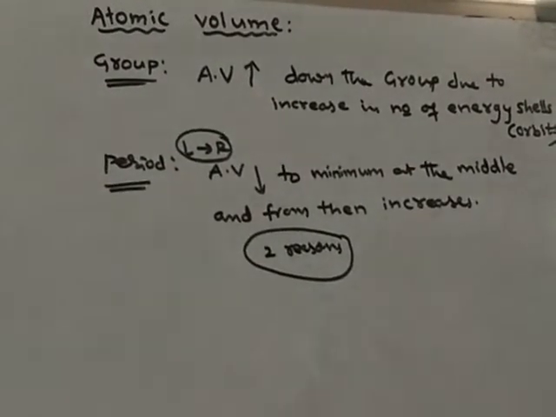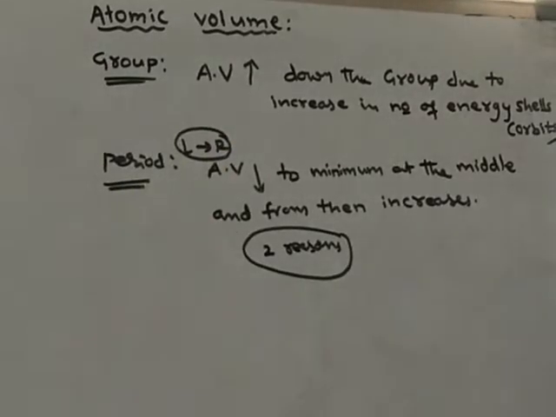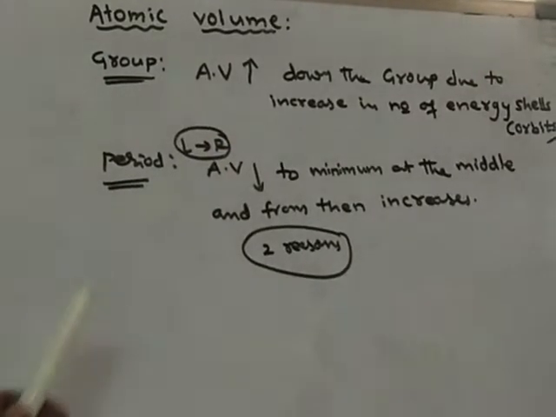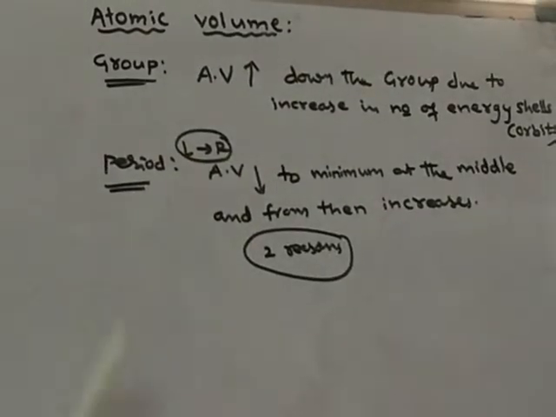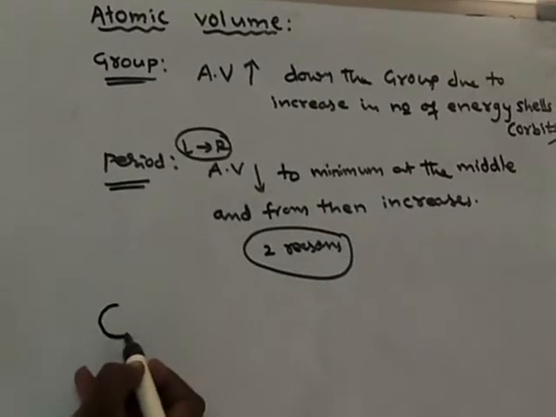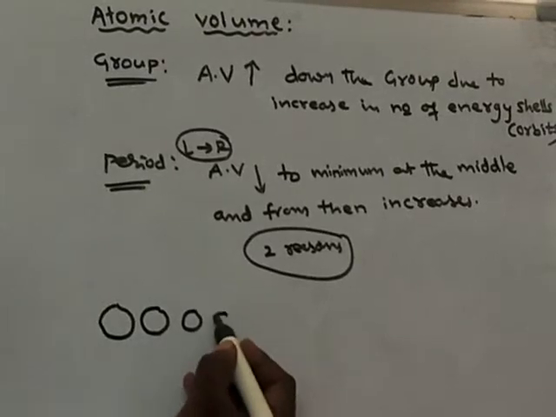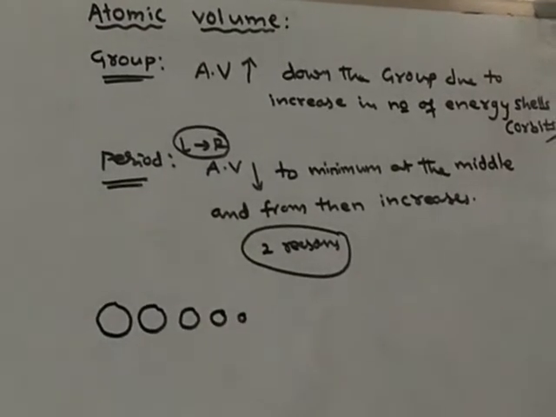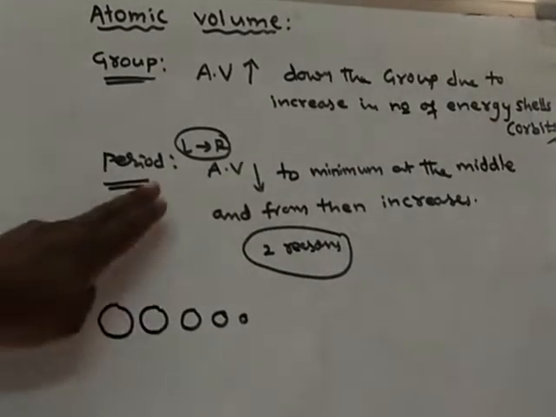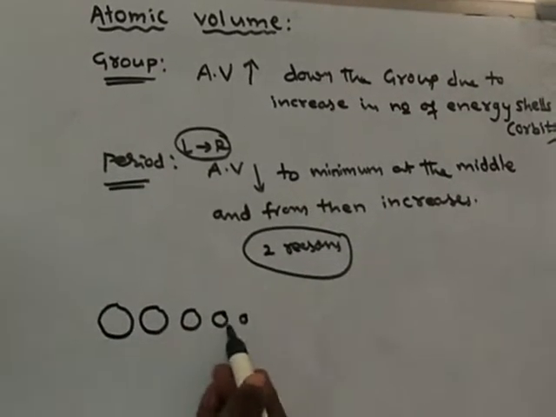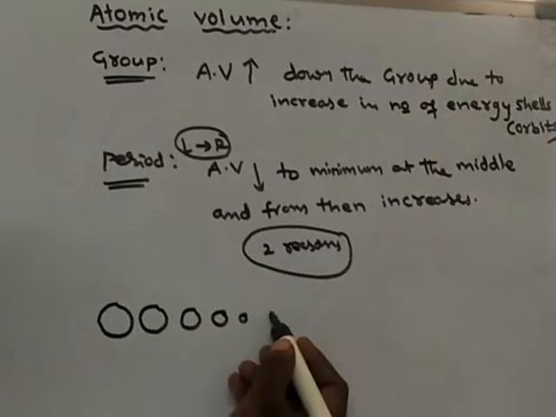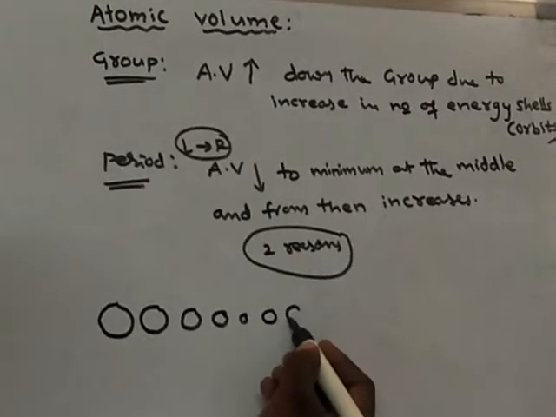Now if you see the atomic volume along a period from left to right, what happened to the atomic volume along a period from left to right? So here it varies differently. How? Actually the atomic volume decreases and reaches a minimum value as we move from left to right. Initially atomic volume decreases, reaches a minimum value, and from there onwards atomic volume increases.